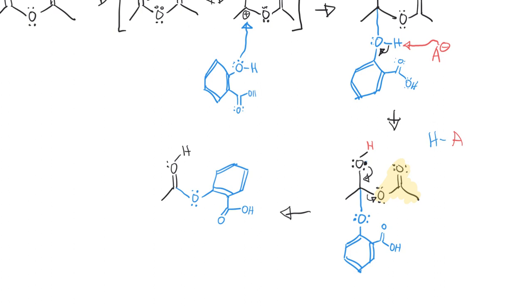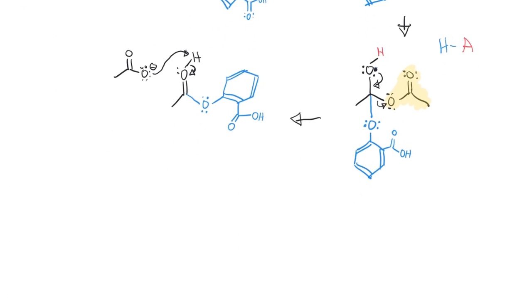We of course have our leaving group, which now has a negative charge on it, but one of those lone pairs is going to come over here and grab that hydrogen, and that bond right there is going to jump onto the oxygen. And what we are left over with is acetic acid right here and our aspirin.